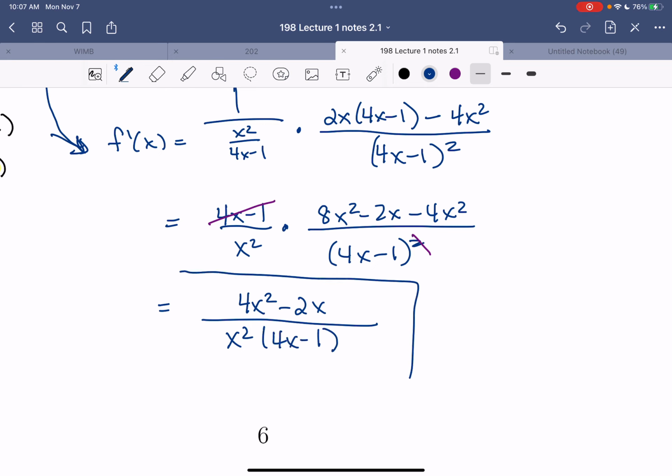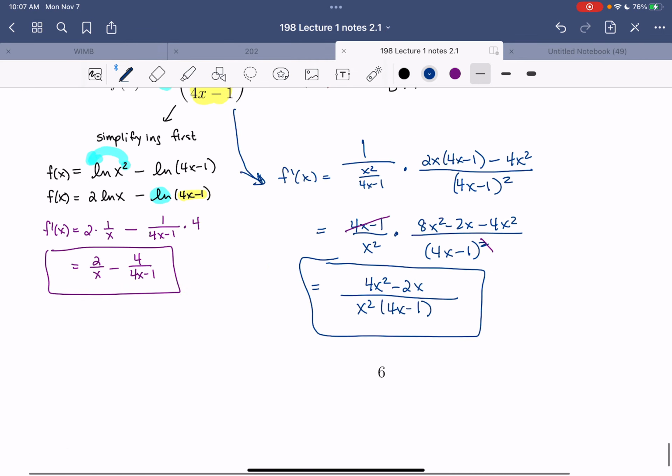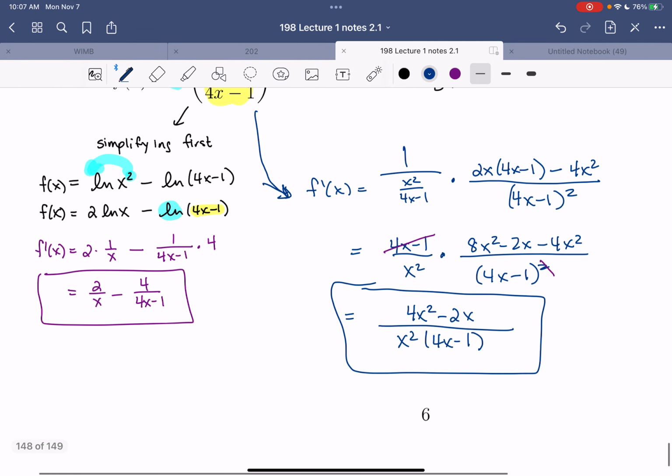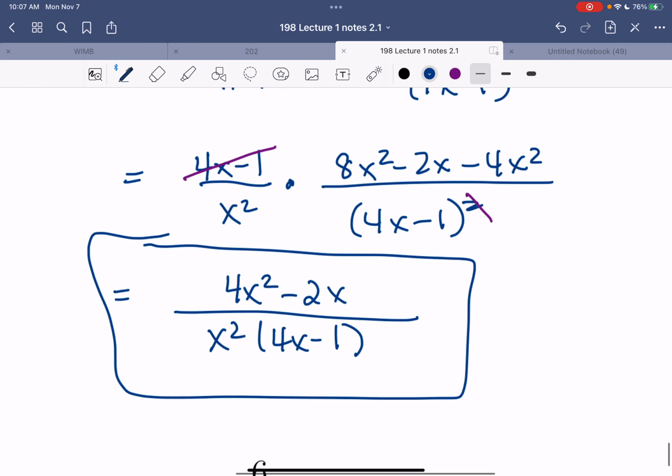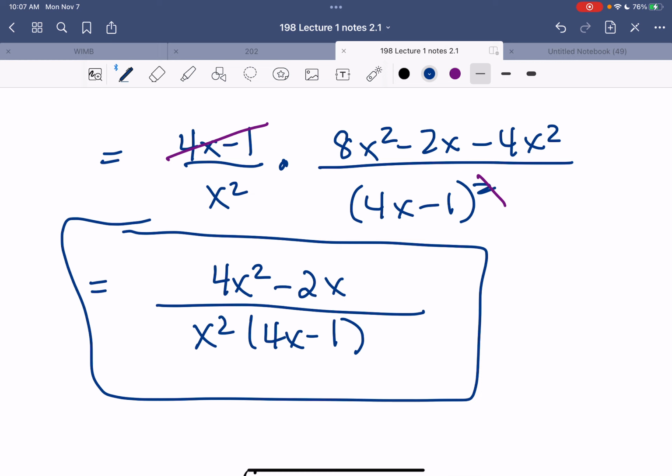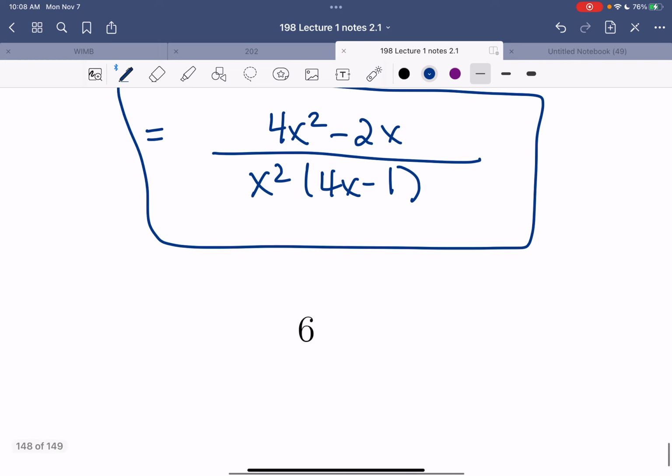And that's my answer. Now, you may be saying, hey, guess what? We got 2 different answers, right? Well, yes and no. These 2 are actually algebraically equivalent, okay? If you were to factor out, notice on the right-hand side on this one, if you factored out an x on the top, you could cancel it with one of the x's on the bottom. So this actually simplifies to 4x minus 2 over x times 4x minus 1.